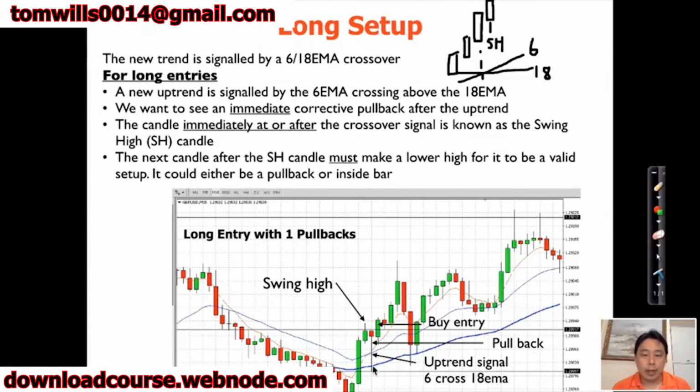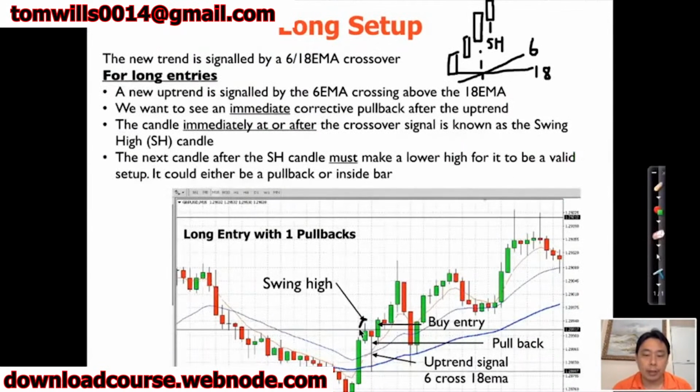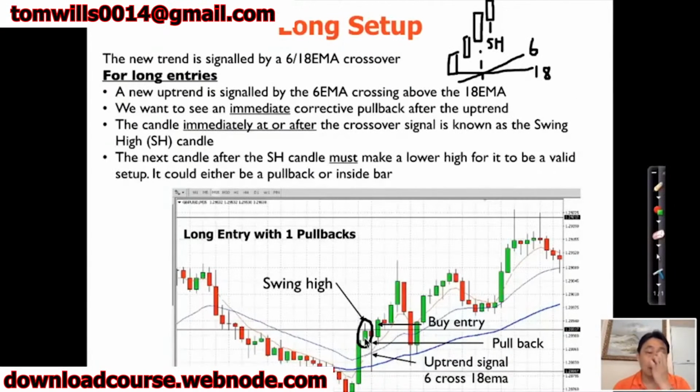Okay. So in this case, you can see that that's the cross over here. And where's the swing high candle? That's right. This candle over here, this is the swing high because it comes right at the cross of the 6 and 18 EMA. Now, what is critically important is the next candle after the swing high candle must, I repeat the word must, make a lower high for it to be a valid setup. It could either be a pullback or an inside bar candle.